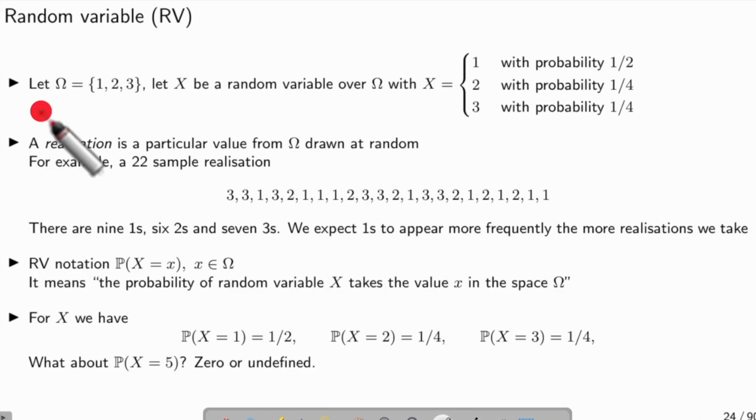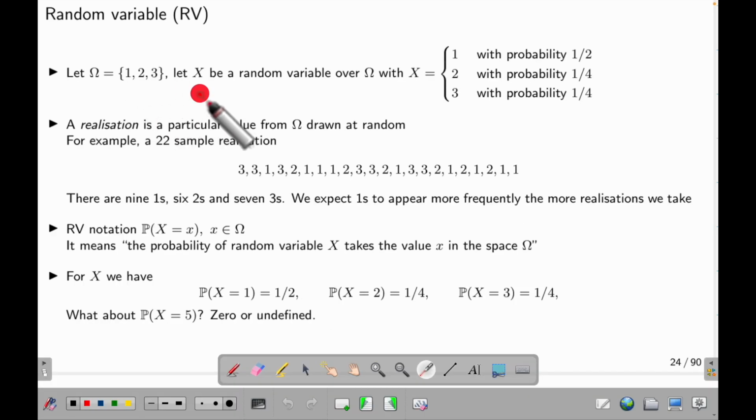Random variable. Suppose I have a sample space omega equal to {1, 2, 3}. Recall what sample space means: the set of all the possible outcomes. So that means x can only take 1 or 2 or 3. Can x take 0? No. Can x take 10? No. This x is not a set. This x represents a random variable.